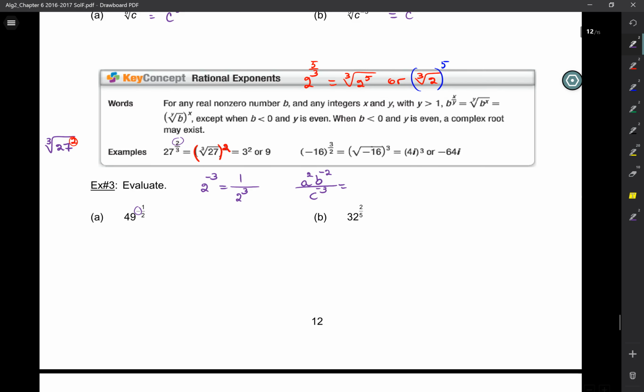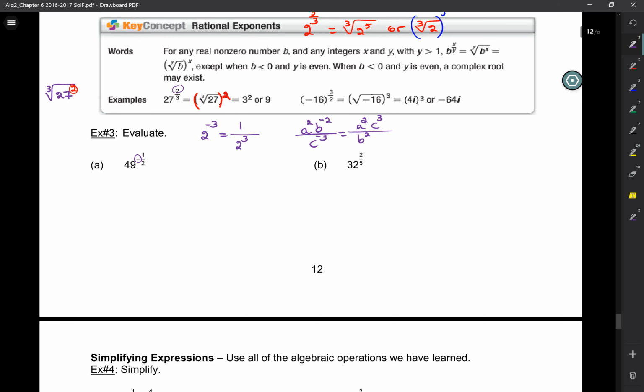So the a squared is good. It doesn't have to go anywhere. Where does the b to the -2 go? Bottom, and it becomes b squared. And what about the c? It goes to the top and it becomes c cubed. All right, so that's what we're going to do here.